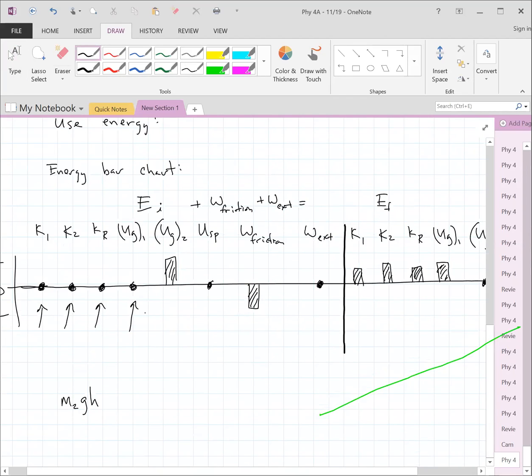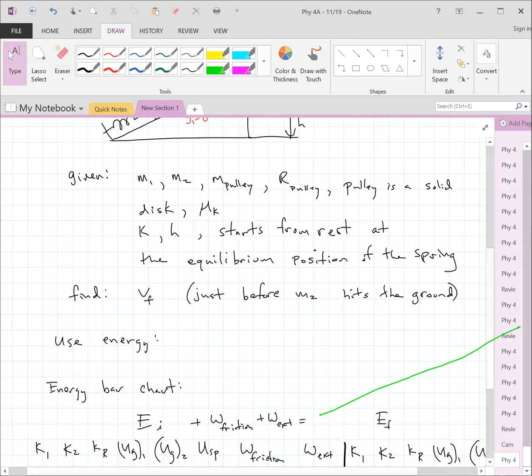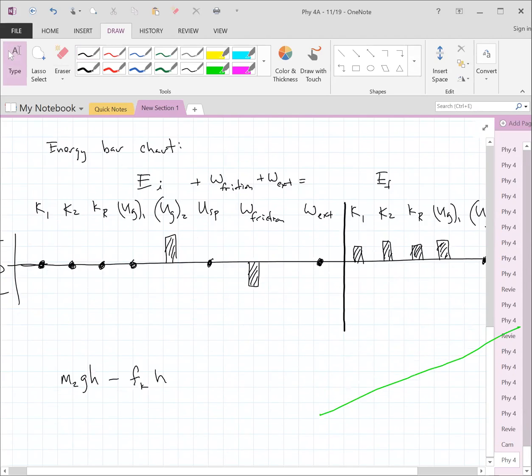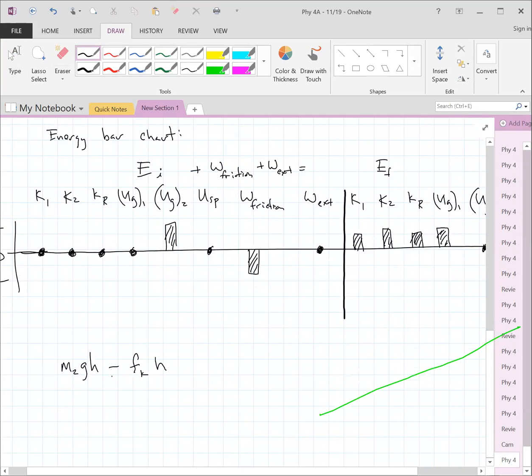And now I'm just going to keep moving along here. I've got the work done by friction, so don't forget your minus sign. The friction force times the distance that it moves. And how far does it move up the incline? h, right? Distance is h. So the friction force times the distance times the cosine of 180. That's where the minus sign comes from. And that's everything on the left side of my equation.